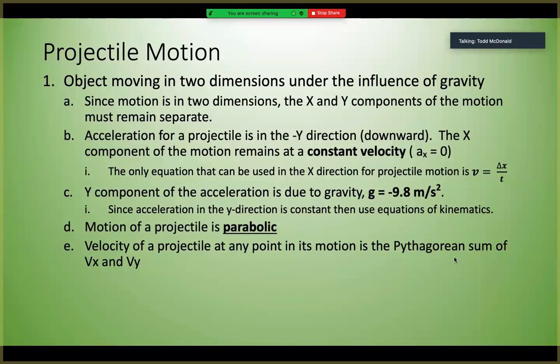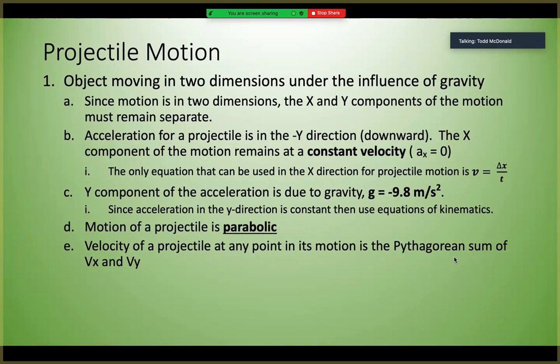Object moving in 2 dimensions under the influence of gravity. That's what a projectile is. Since motion is in 2 dimensions, the X dimension, the Y dimension, we are going to break up our motion into X components and Y components. We got to keep them separate.